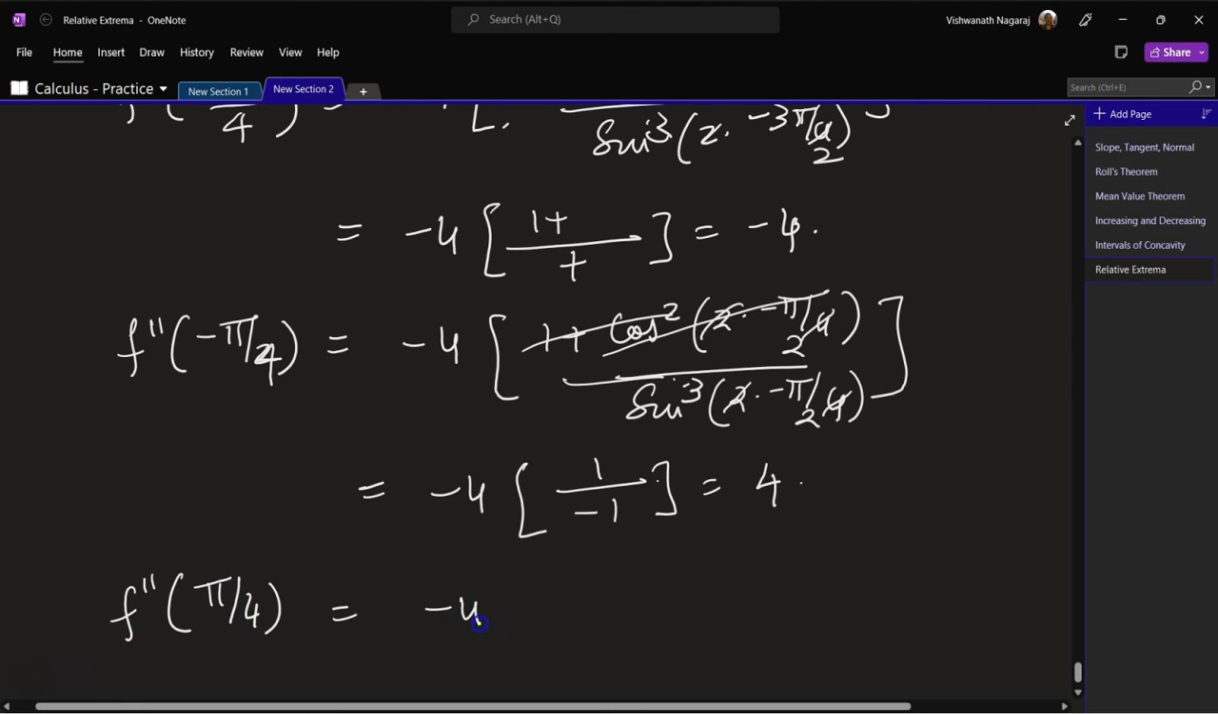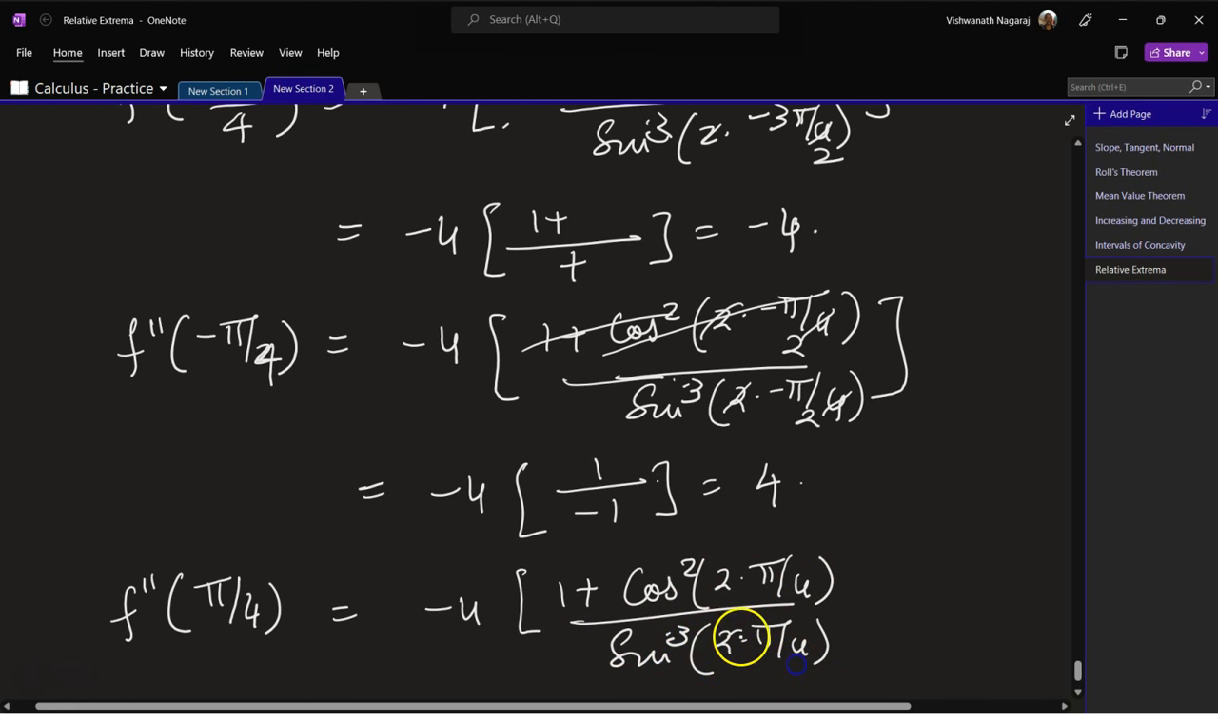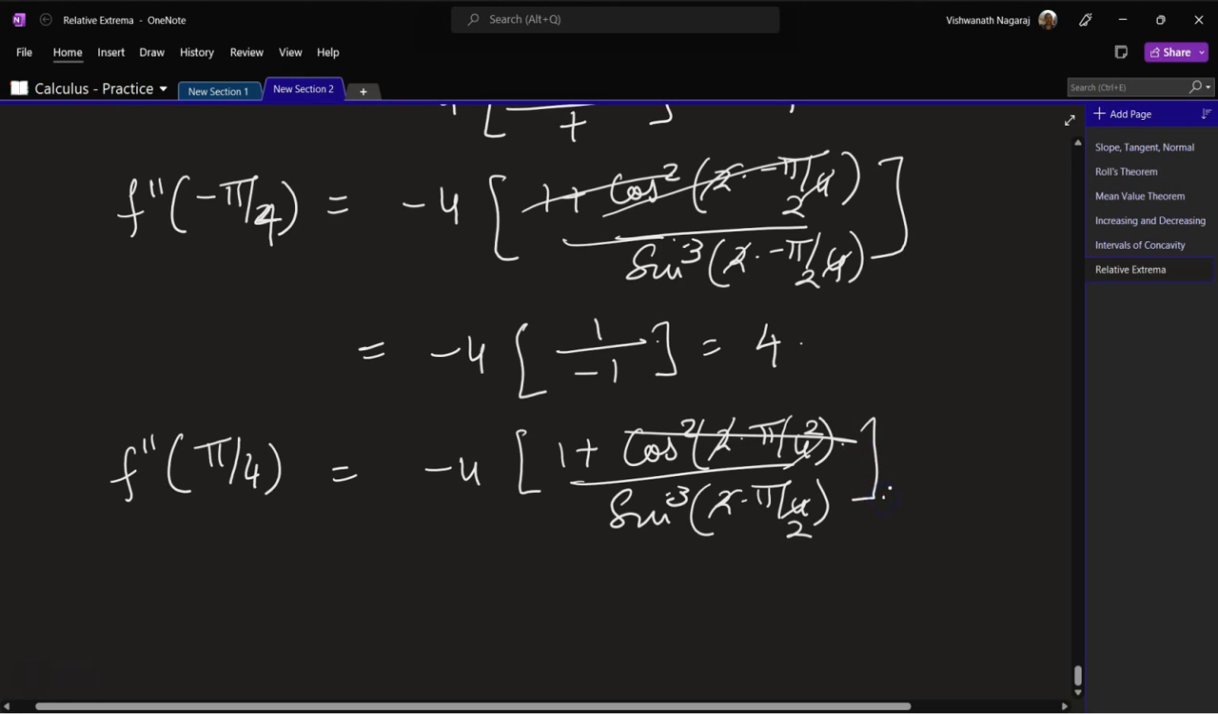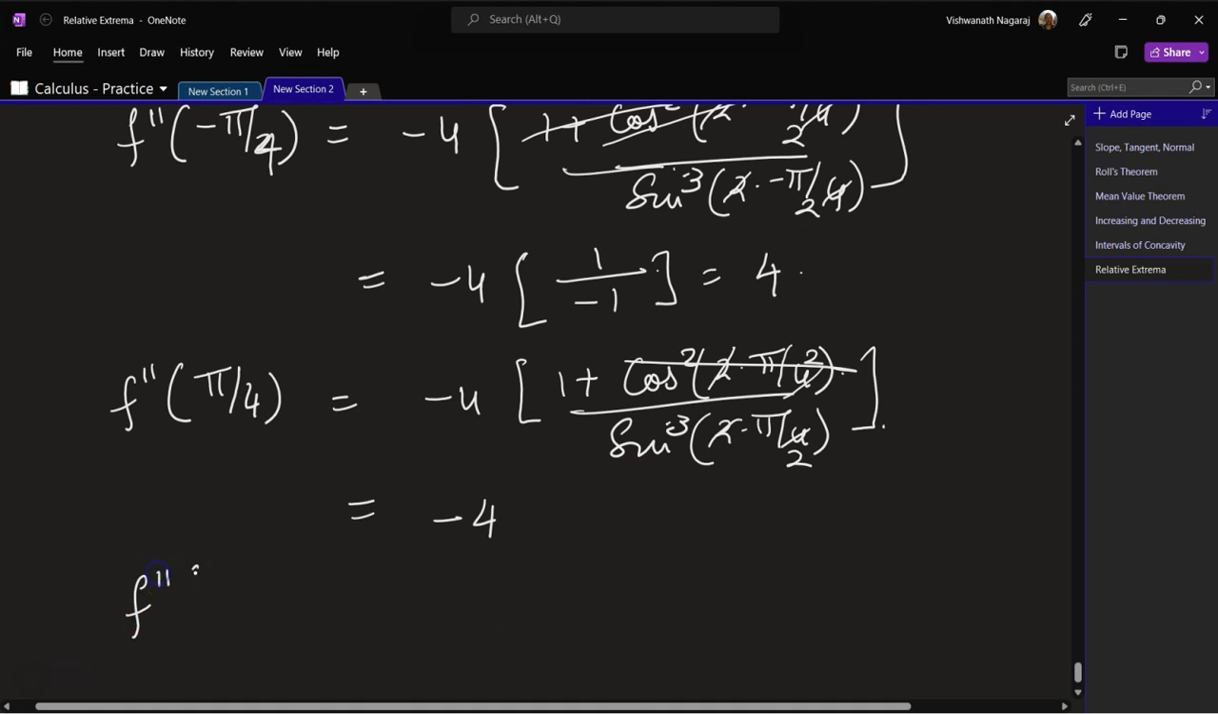F double prime of pi by 4. So again minus 4, 1 plus cos square 2 times pi by 4 by sine cube 2 times pi by 4. So this becomes 2, 2. This is positive. So we don't have to evaluate it. Now sine pi by 2 is 1. So that means this is also positive. So that means we are going to end up with minus 4. Now f double prime of, what is the last one?